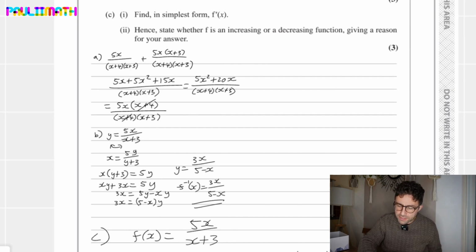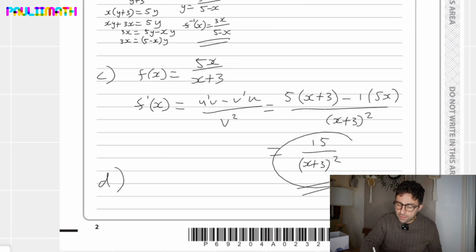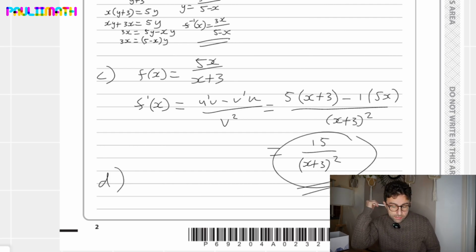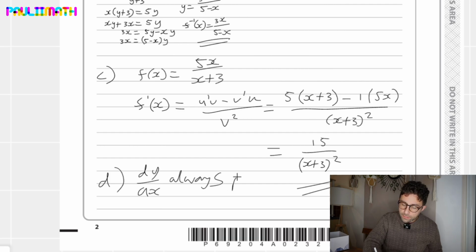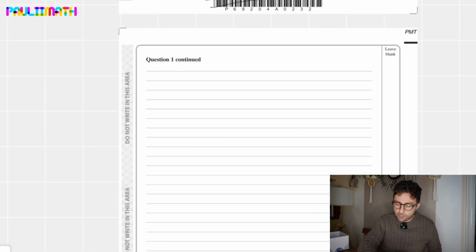And hence state whether it's increasing or decreasing, giving reason for your answer. Look, that thing can never be 0 and it can't be negative. It can't be 0 because you're not allowed to divide by 0. You could have x is minus 3, then you'd be dividing by 0. Also, it can't be negative, the bottom's a square number. So dy by dx is always positive. Therefore, increasing. All right, going to keep going.